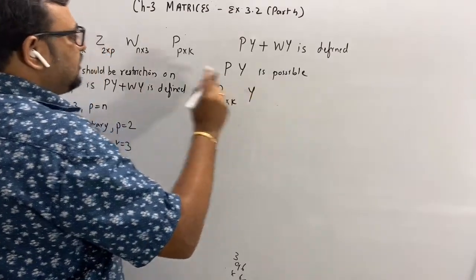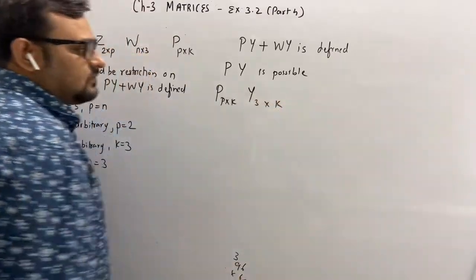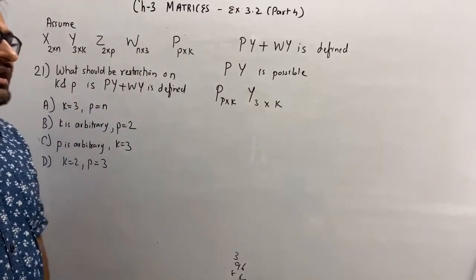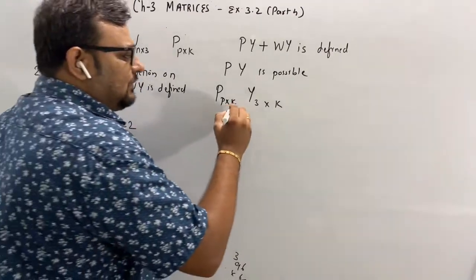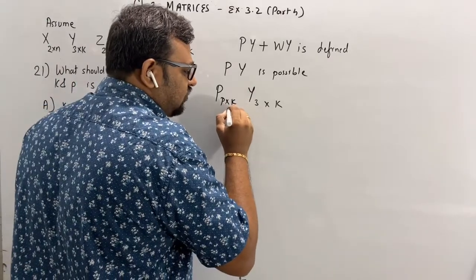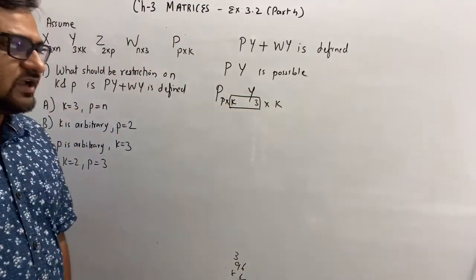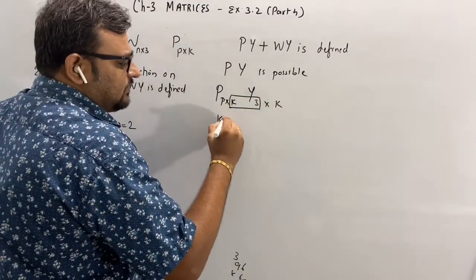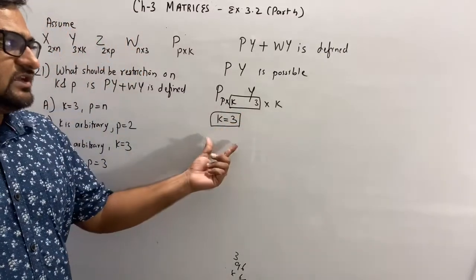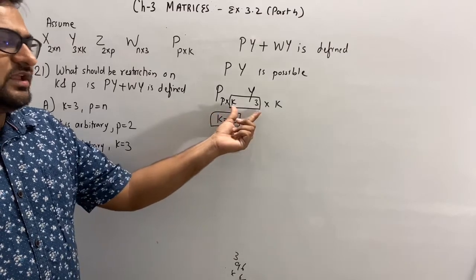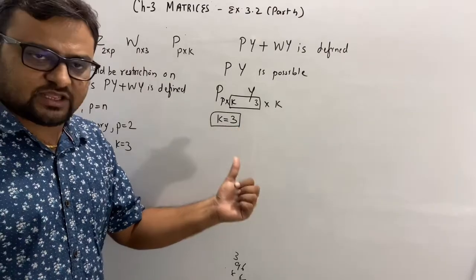And what is the order of Y, 3 cross K? Clear? Two matrices can be multiplied if the number of columns of the first is equal to the number of rows of the other. So what does this mean? K must be equal to 3. So if K is equal to 3, then only these two matrices can be multiplied. So K is equal to 3.